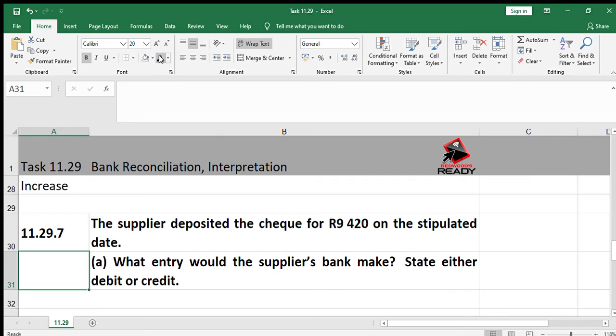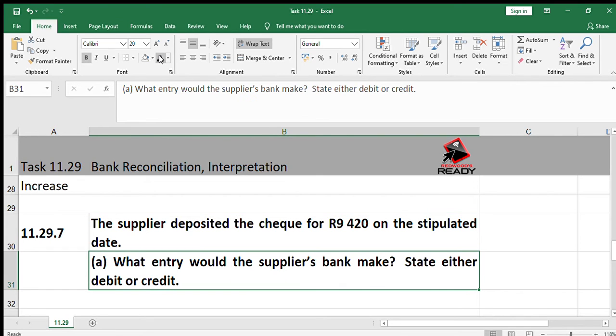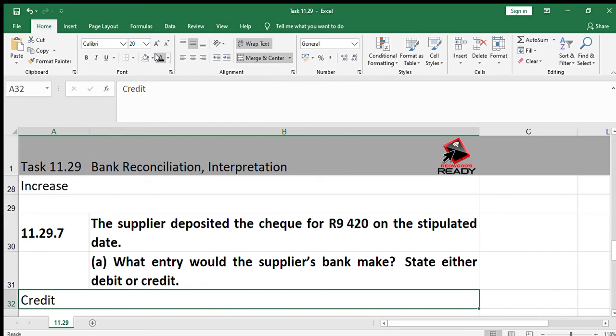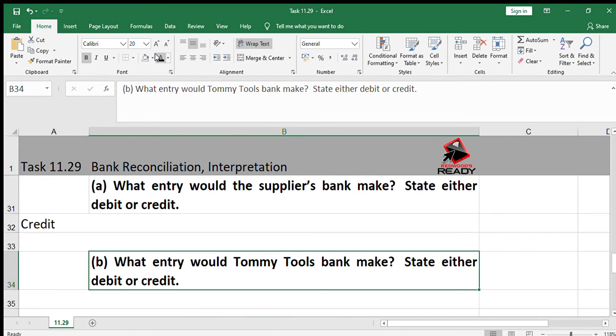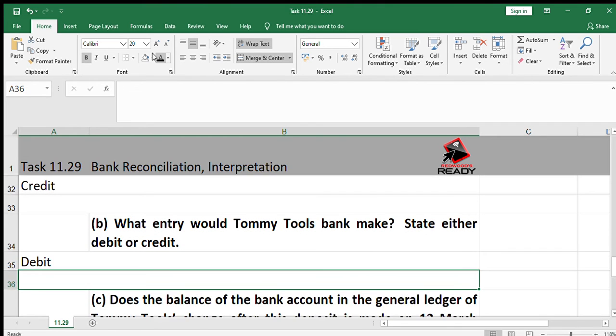Then 11.29.7, the supplier deposited the check for 9,420 on the stipulated date. What entry did the supplier's bank make? State either debit or credit. The supplier's bank would credit their bank account. What entry would Tommy Tools Bank make? State either debit or credit. Debit, because it's a payment from our side.